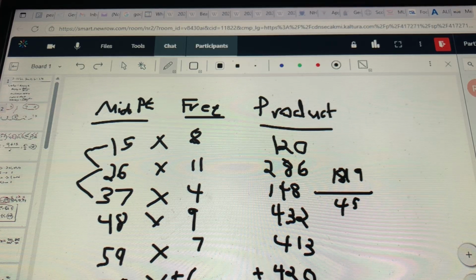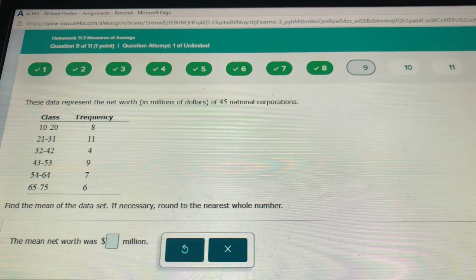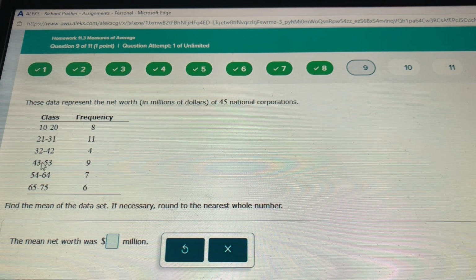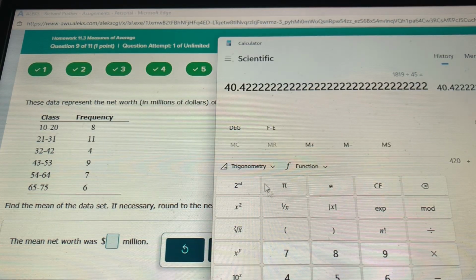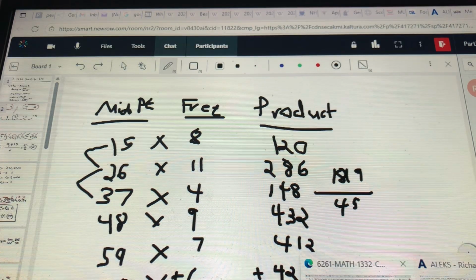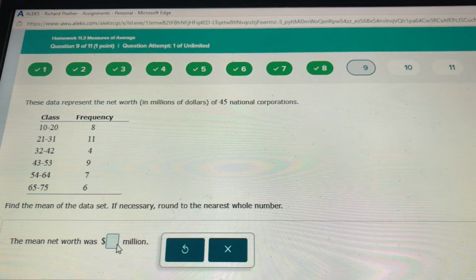And notice if you look at the chart real quick, the middle of the chart's like 42 or 43, so I'm expecting some answer near that. It's hard to tell, but it might be a little more or a little less than that. But if I do 1819 divided by 45, I'm expecting somewhere close to 42 or 43, so 40 is a reasonable answer. 40.4. Round to the whole number, so 40.